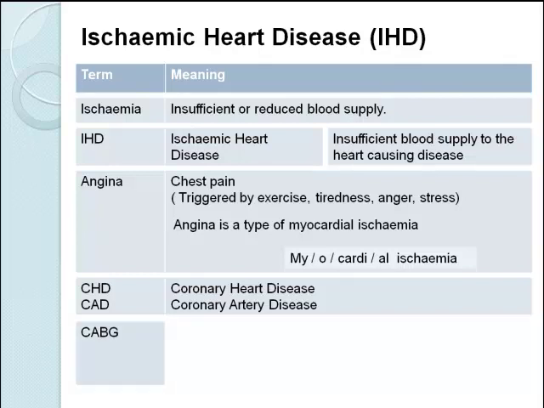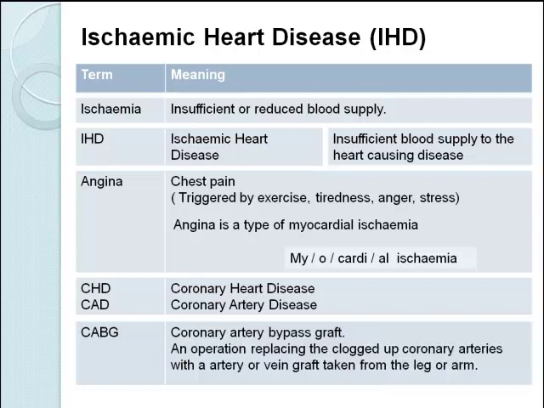If you have coronary heart disease and your coronary arteries are all furred up and clogged up with atheroma, causing a lot of ischemic problems and angina, it's possible you may be put forward to have what's called a CABG, nicknamed a "cabbage". This is a coronary artery bypass graft. It's an operation replacing the clogged up coronary arteries with an artery or vein graft taken from the leg or the arm.